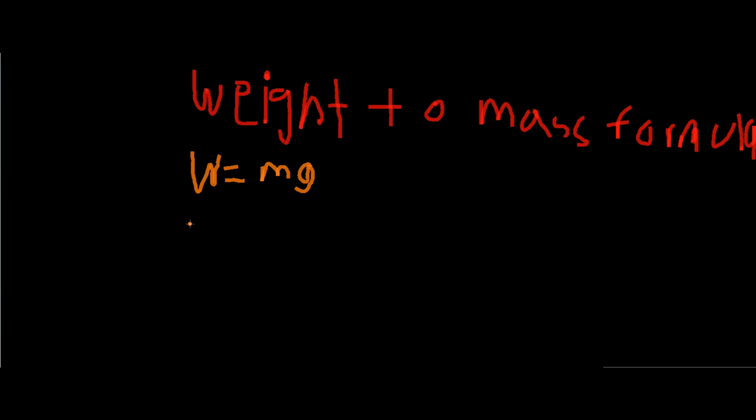So that means if you knew the mass of an object, and depending on what planet you're on, the average gravity, you could calculate the weight. And if you knew the weight and the average gravity, you can calculate the mass. And if you know the mass and the weight, you can calculate what planet you're on based on what the small g's value is.